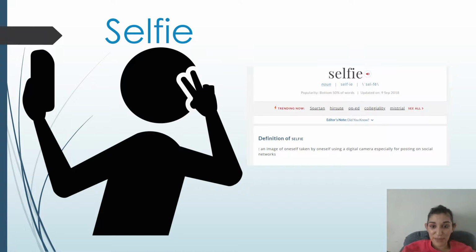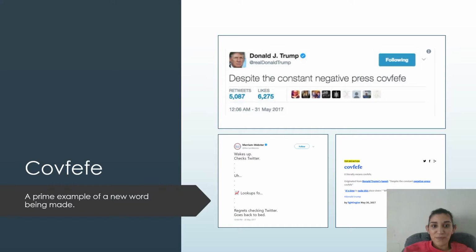Selfie. We definitely know what selfie means now. That went into the dictionary, I think it was 2005. A selfie is an image of oneself taken by oneself using a digital camera, especially for posting on social networks. So selfie has become a big word that we know about. Updated 2018, but it was in the dictionary before then. There are a lot of words that have come about because of social media, a lot of combinations of words and different things, and selfie is one of those.